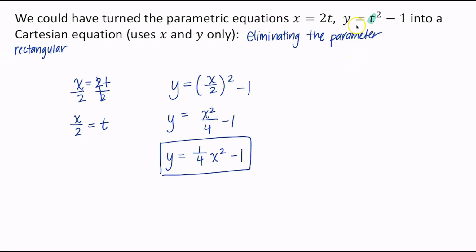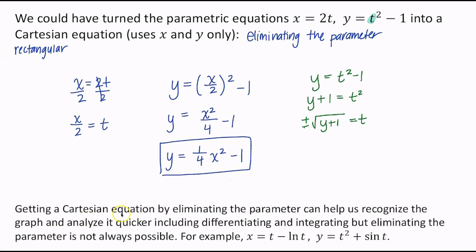Now, just as a quick note, if we were to have tried to solve for t in the y equation, so if I have y equals t squared minus 1, I could add the 1 to the other side. But in order to solve for t, when I take the square root of both sides, I'm going to get plus or minus the square root of y plus 1. So it's going to break off into these two branches. So this is not the method that we want to use to eliminate the parameter. Here we got a nice clean Cartesian equation, or equation in just x and y.